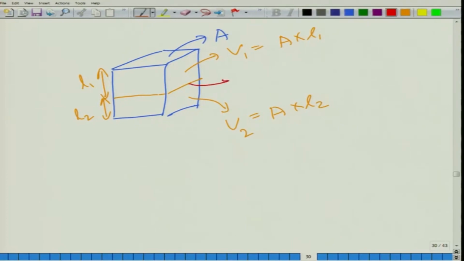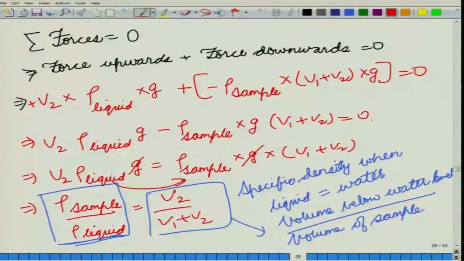So, this is your water level. When you have marked your water level, you only need to measure these two lengths, the length below water and the length above water, and you can modify your equation now.